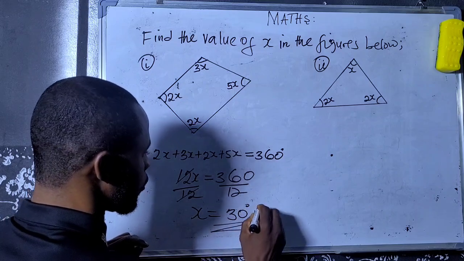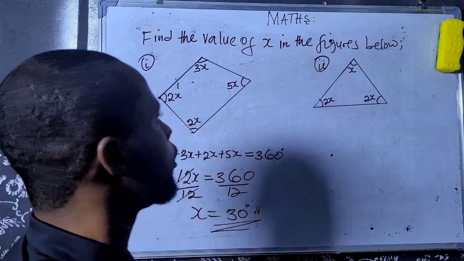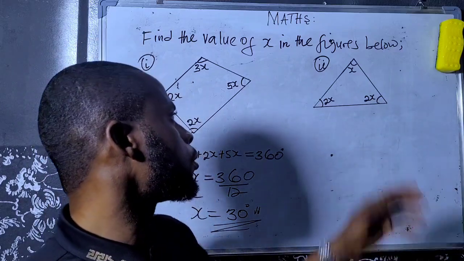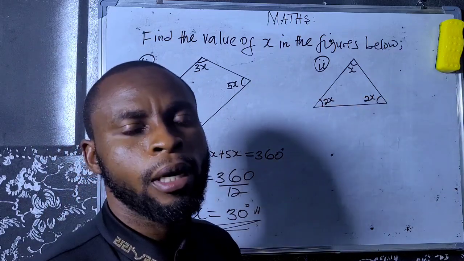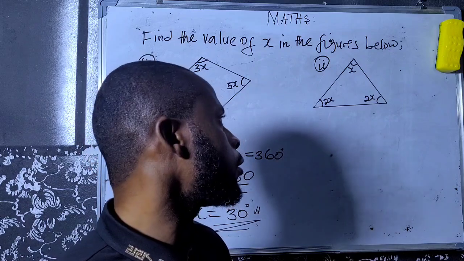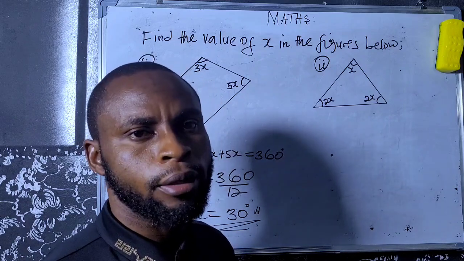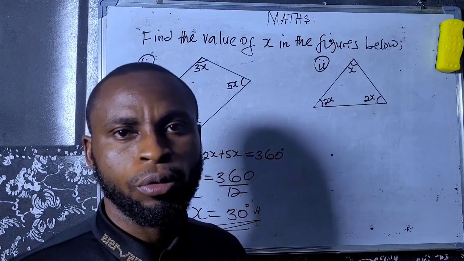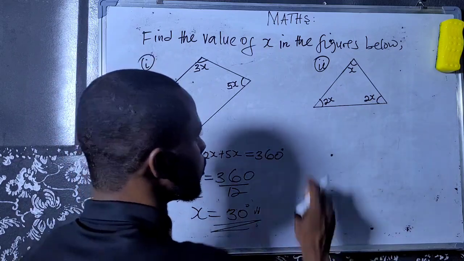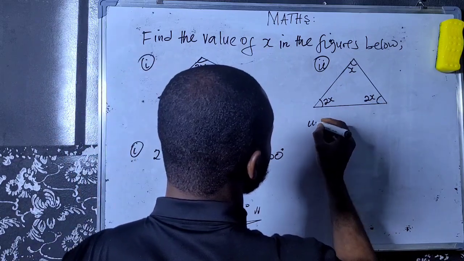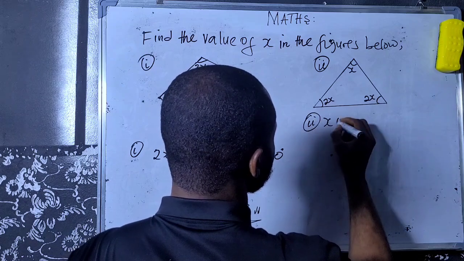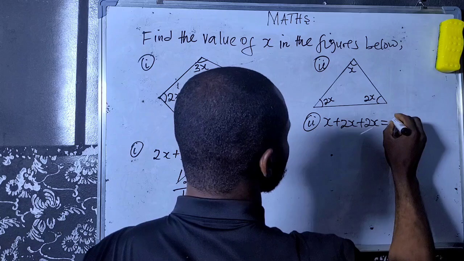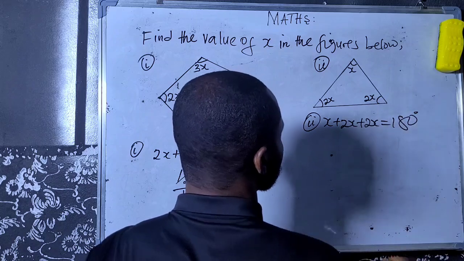Therefore, x equals 30. Now, in figure 2, this is what we call a triangle. The sum of angles in a triangle is 180. As such, we are going to sum the three angles and equate it to 180. We have x plus 2x plus 2x equals 180 degrees.